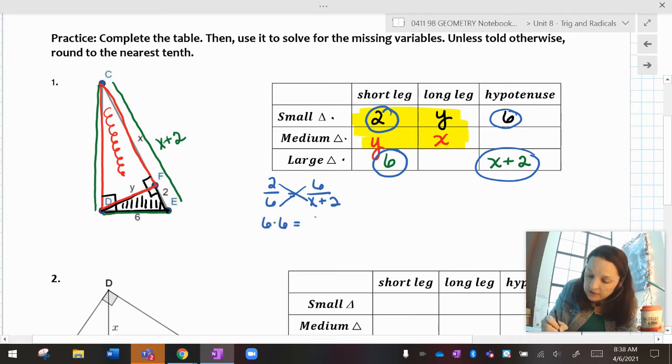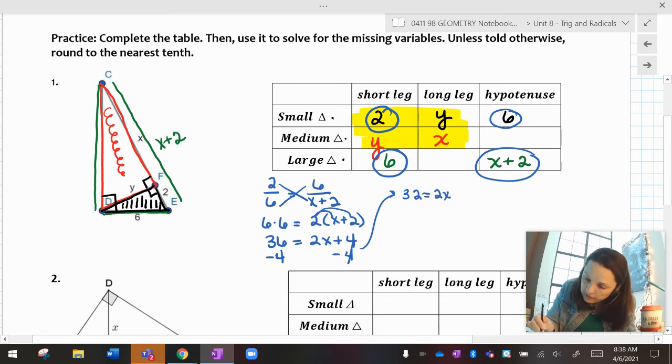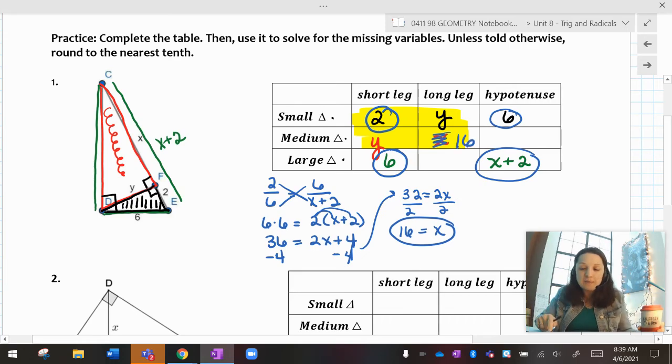Cross multiply: 6 times 6 equals 2 times x plus 2. That's going to be 36 equals, distributing the 2, 2x plus 4. Now I need to solve for x, so I'm going to subtract 4. 36 minus 4 is 32 equals 2x. Divide by 2, and I get x equals 16. So now I can come back in the table and say x is 16.